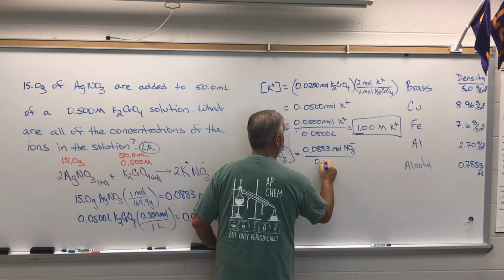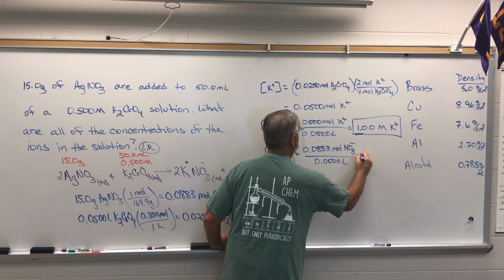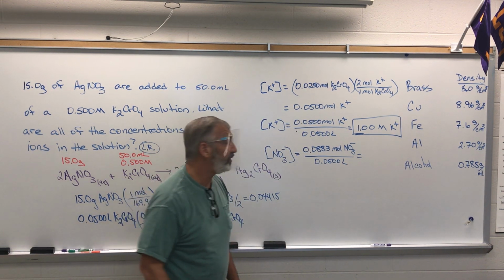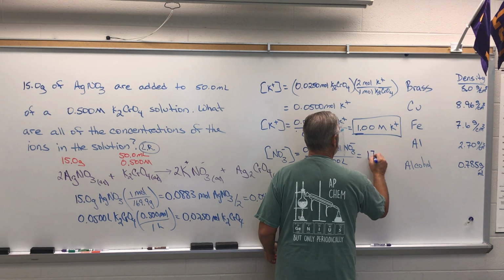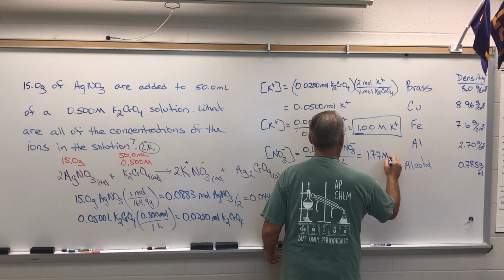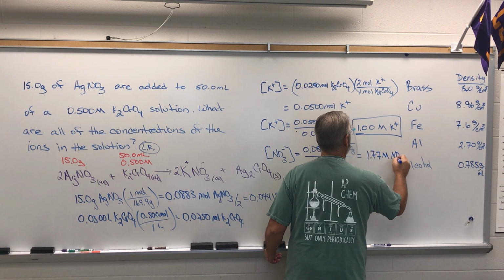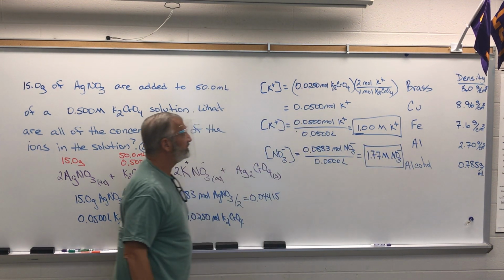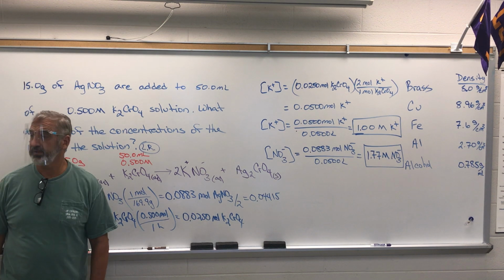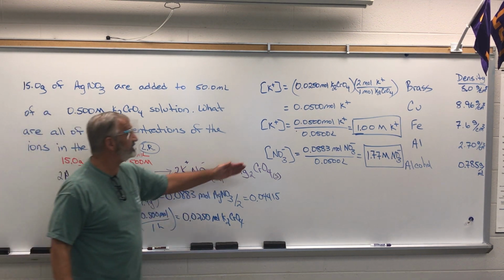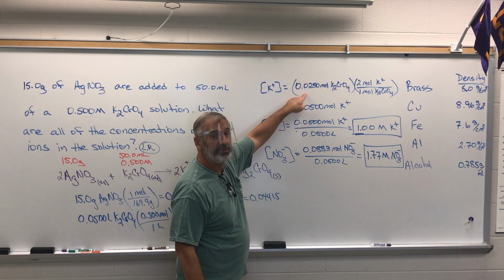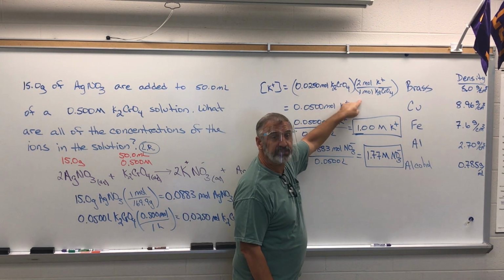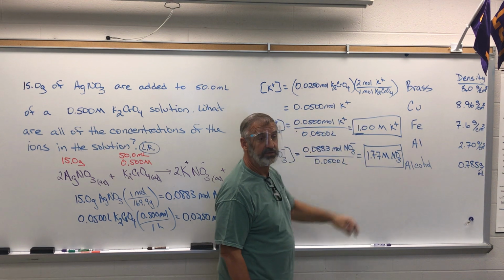Divided by the 0.050 liters. And this turns out to equal 1.77 molar NO3-. Okay, so those are the 2 easy ones. The only hard part about the potassium is remembering to multiply it by 2. Okay, and hopefully this makes more sense when you can see it this way.